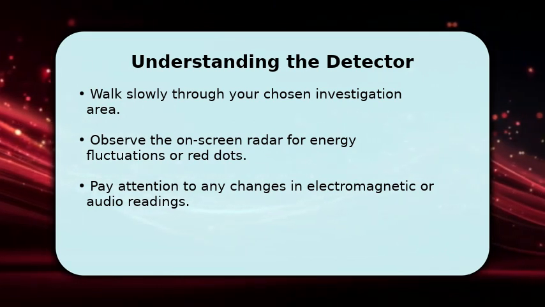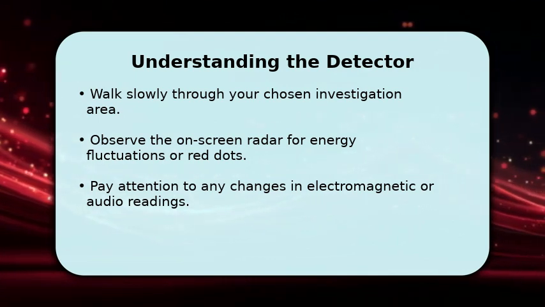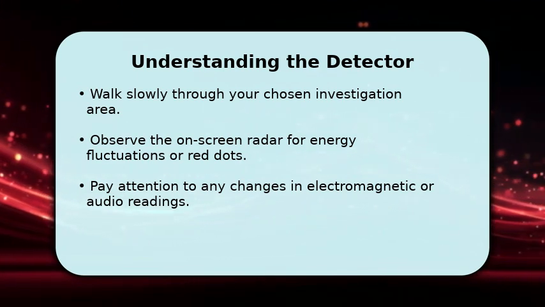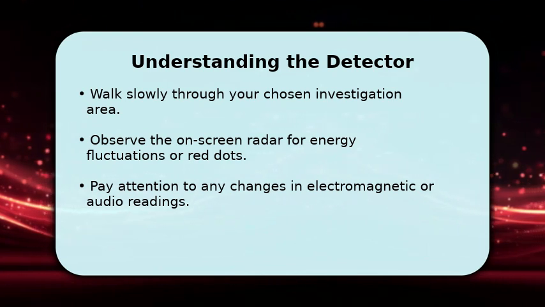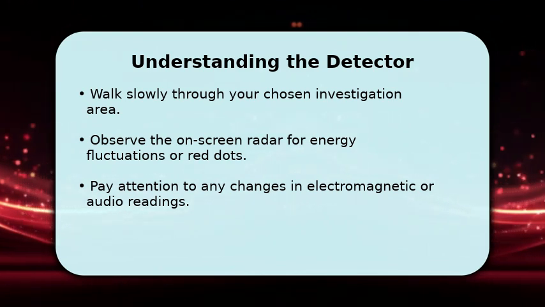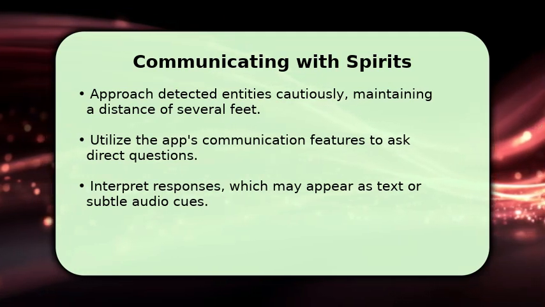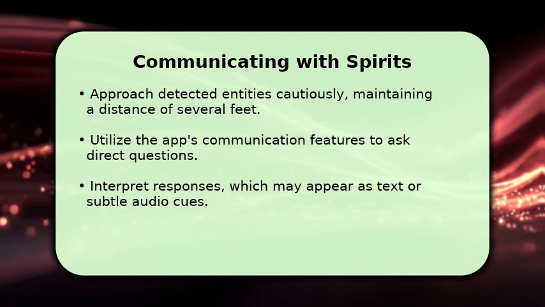When a potential entity is detected, you might see distinct red dots or a shifting pattern appear, often accompanied by changes in EVP or EMP readings, which are usually displayed on the sides of the radar interface. This indicates a possible presence within a 10-foot radius. Once the detector indicates a presence, slowly approach the area, maintaining a respectful distance of several feet.